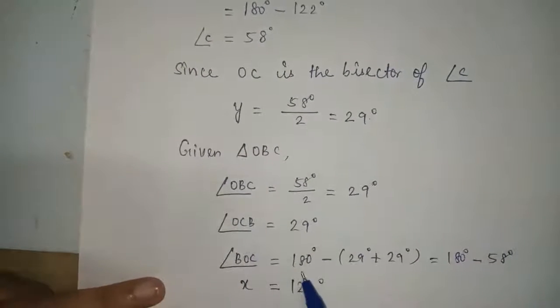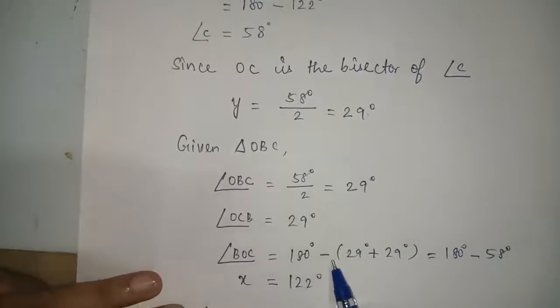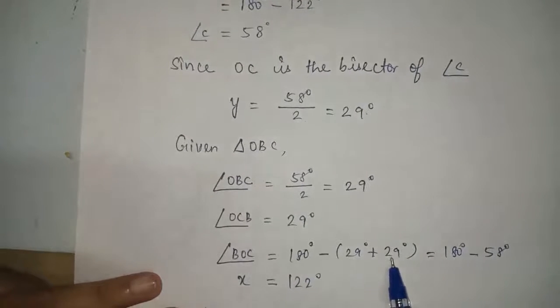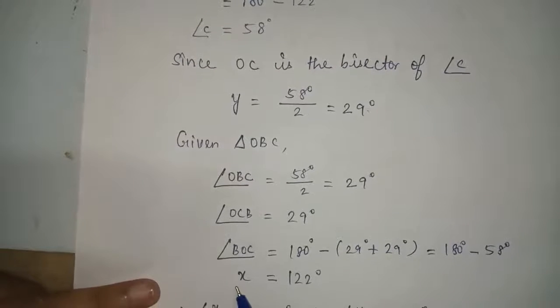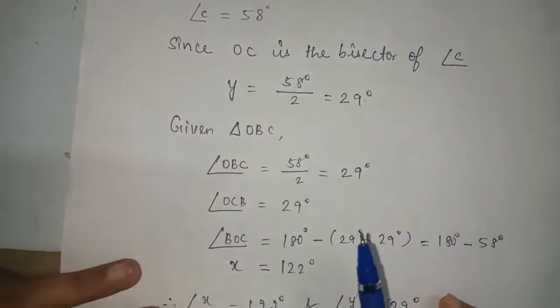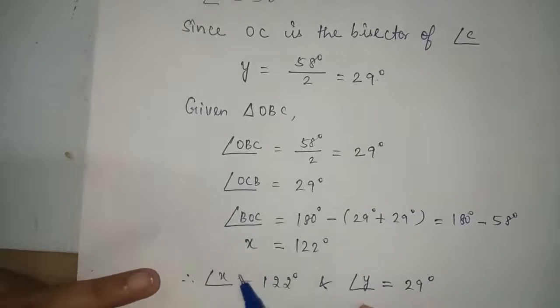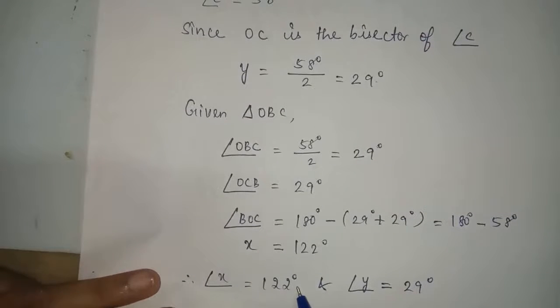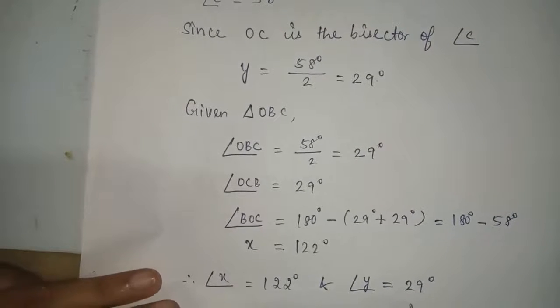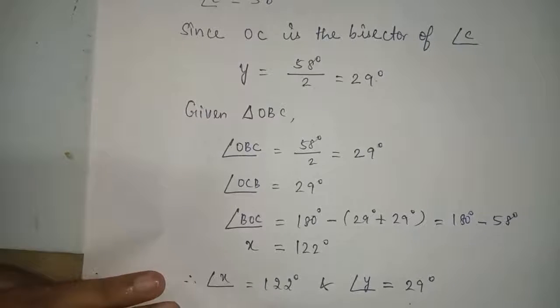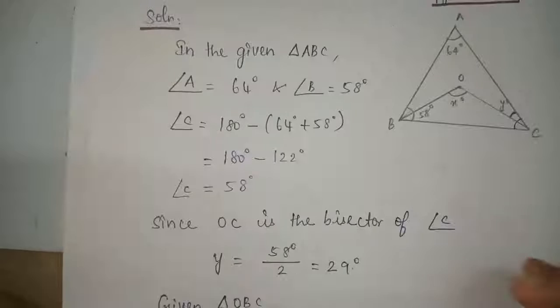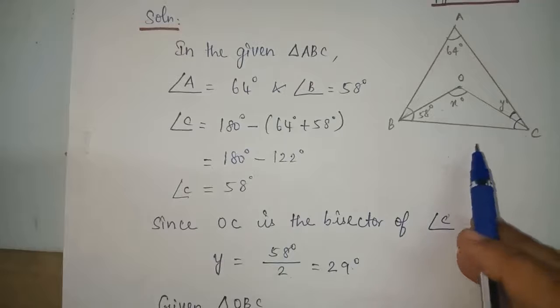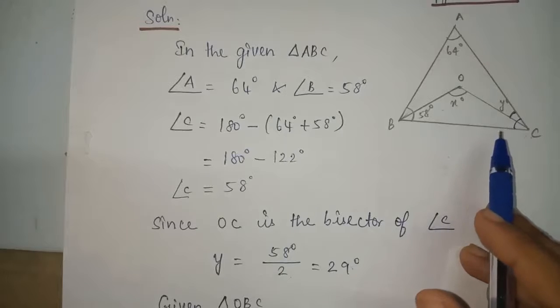Therefore, angle BOC is equal to 180 degree minus 29 degree plus 29 degree is equal to 180 degree minus 58. So, x is equal to 122 degree. Therefore, we find angle x is equal to 122 degree and angle y is equal to 29 degree. We are using a simple, very simple basic concept, angle bisection.